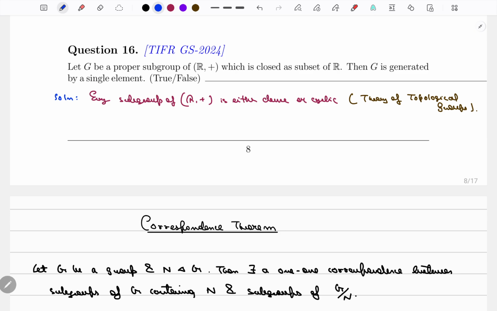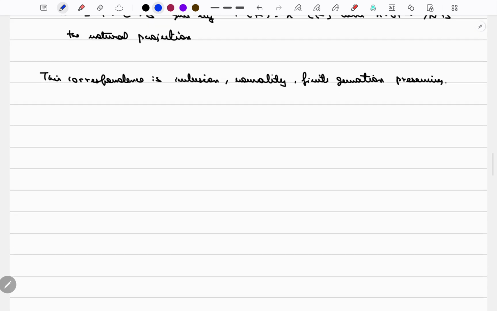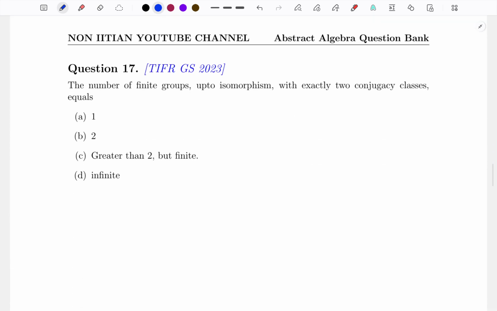So if you have a proper subgroup which is closed, it cannot be dense, so the only possibility is cyclic, so it's generated by a single element, so it's true. Okay, that was a good question. Let us move on to the next question.